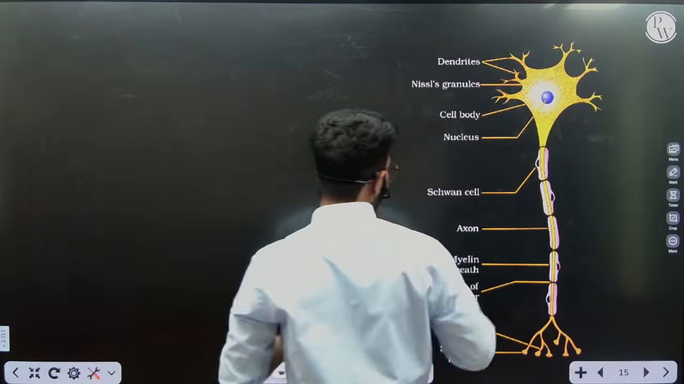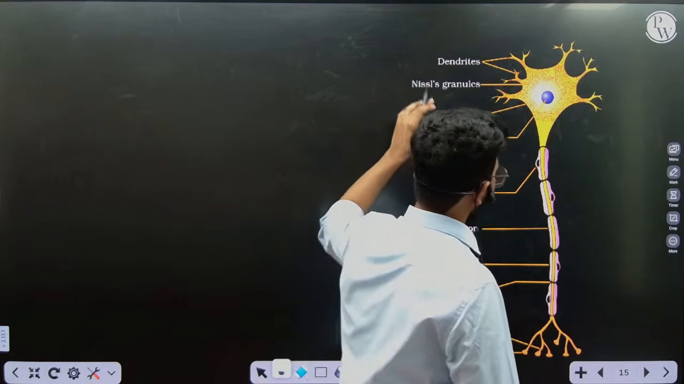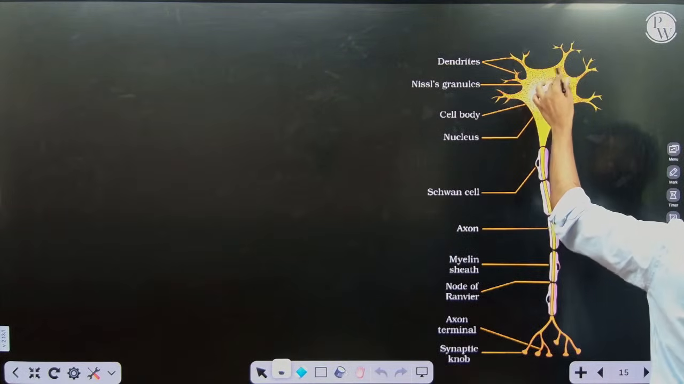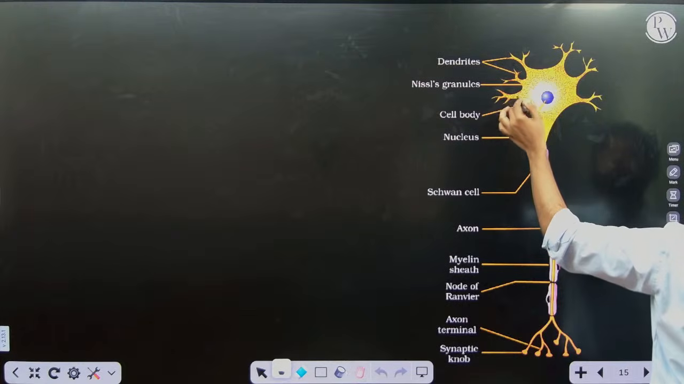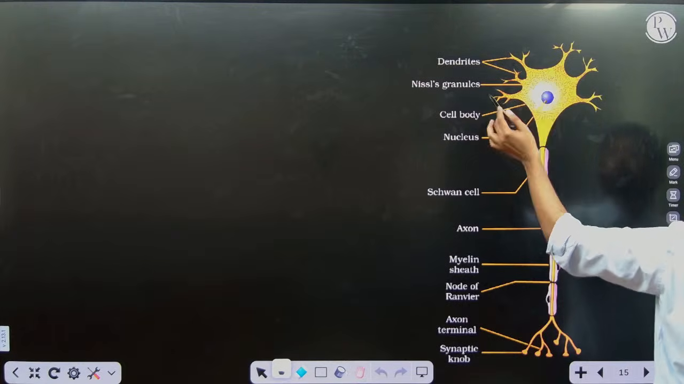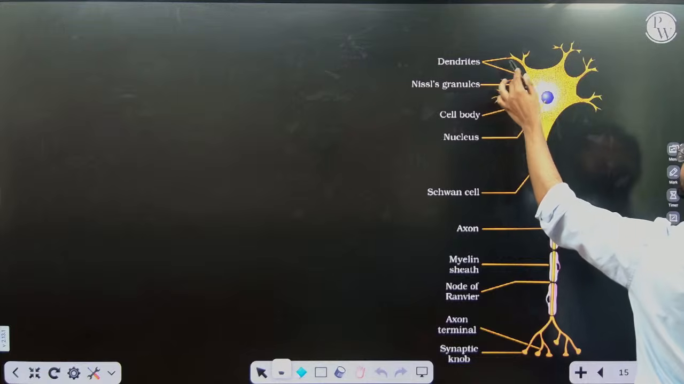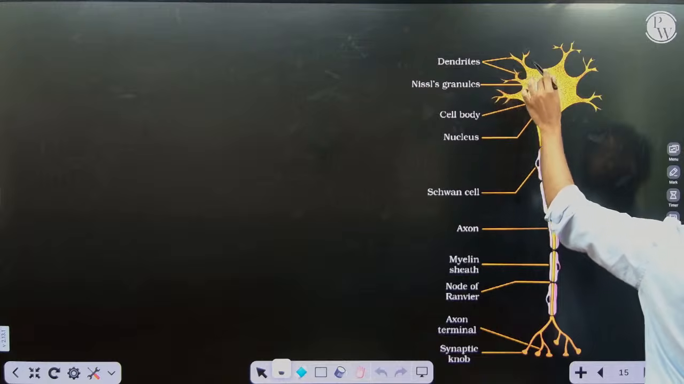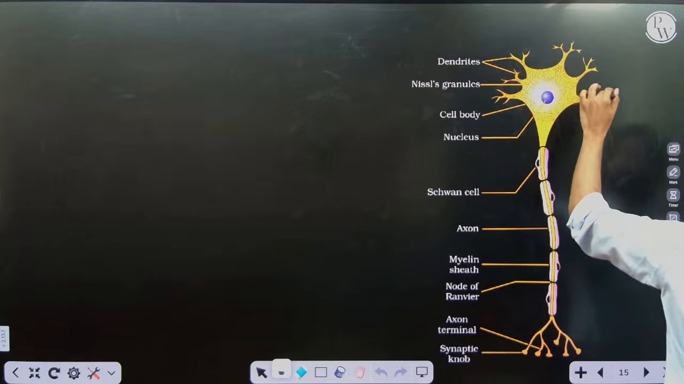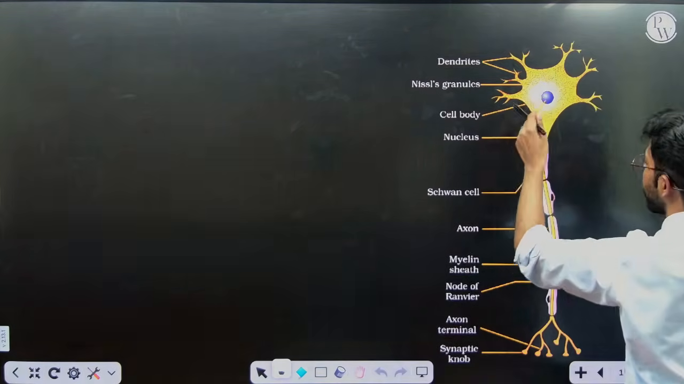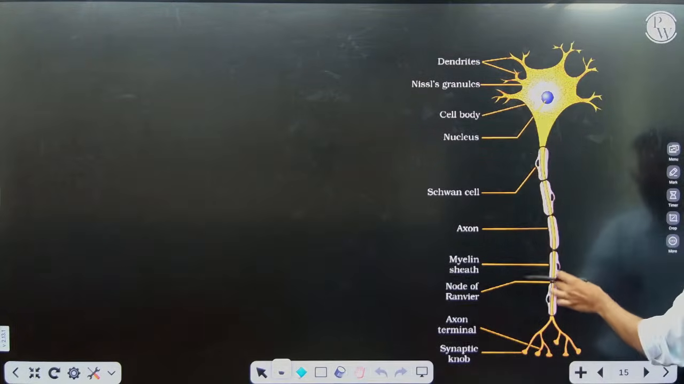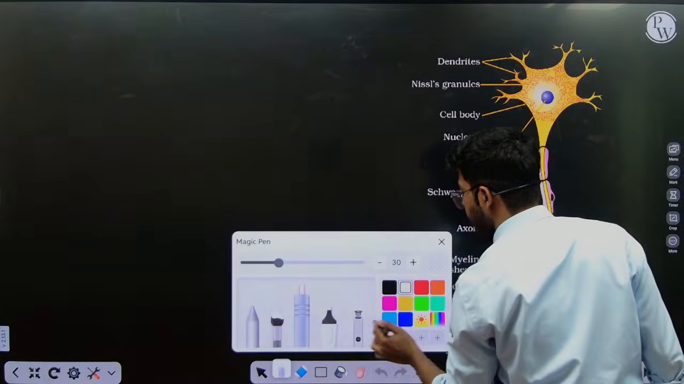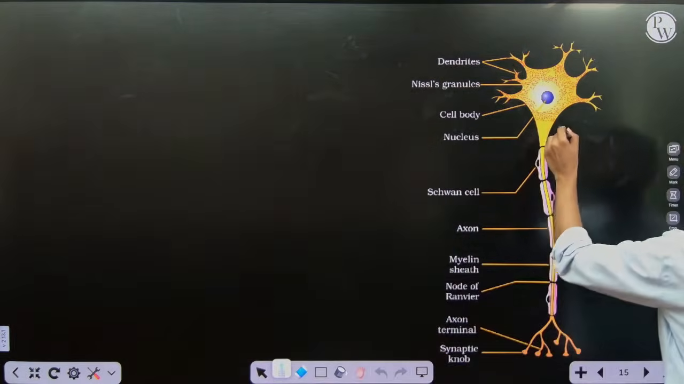Now the structure of the neuron. The structure of the neuron has the cell body. Inside this cytoplasm, Nissl granules are present, along with the nucleus. The next part of this neuron is the dendrites, small branch structures, which receive the stimulus. And then a long part is the axon. This one is the axon.